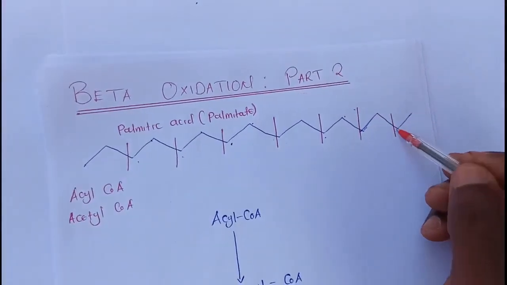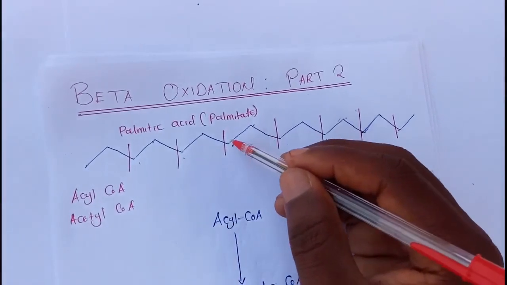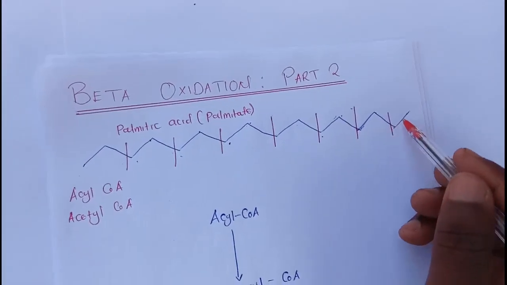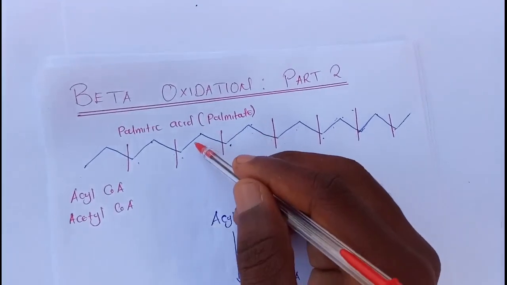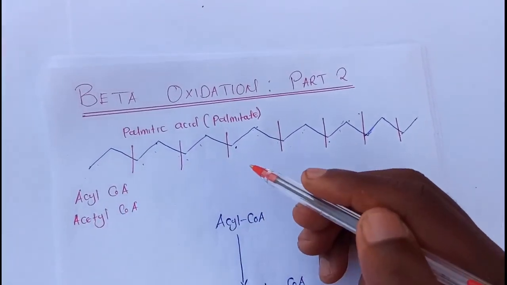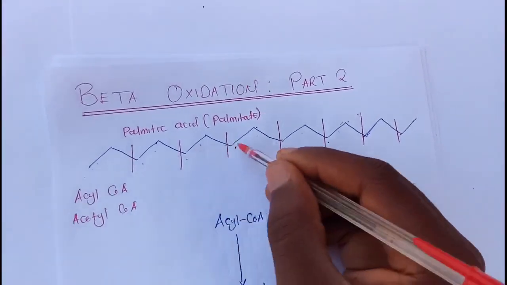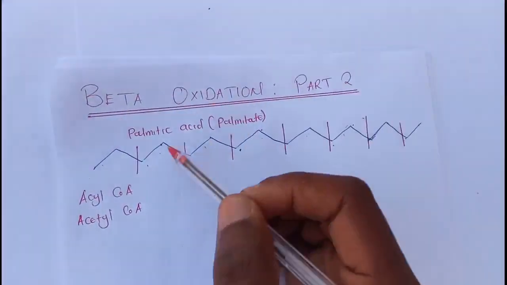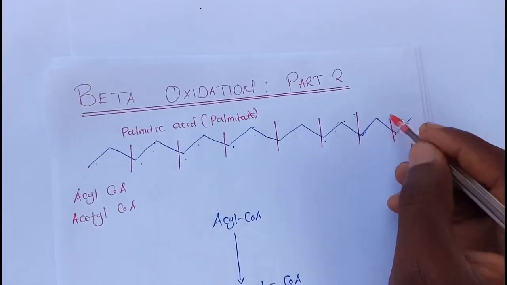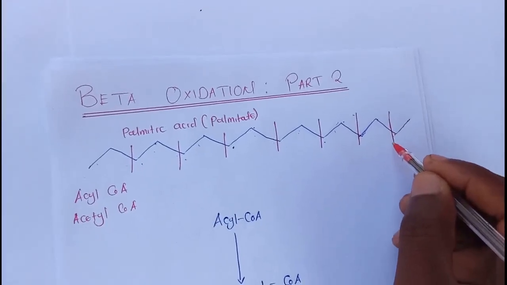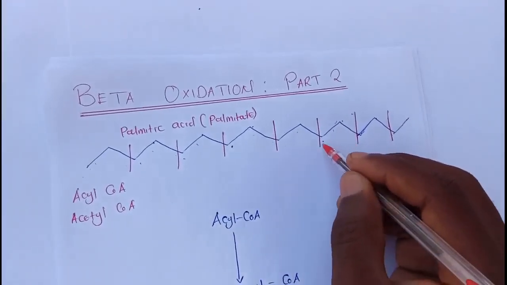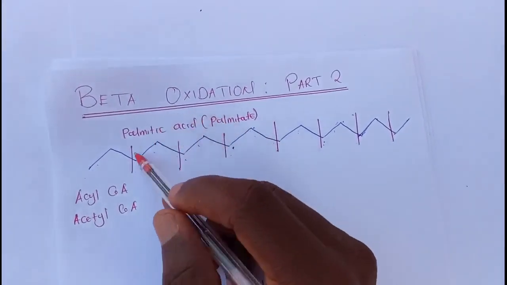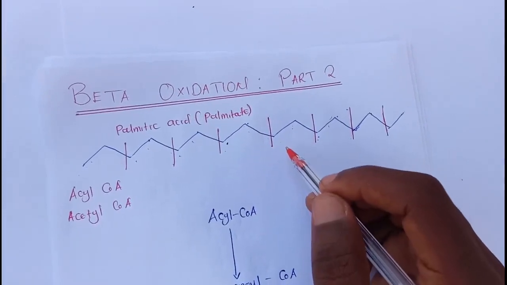So we'll be producing 1 2, 1 2, 1 2, and so on. How many acetyl CoAs have we produced? We have produced 1 2 3 4 5 6 7 8. We have produced 8 acetyl CoAs from a 16 carbon chain fatty acid. And how many cycles has this molecule undergone? We just count the number of times we have cleaved it. We have cleaved it 1 2 3 4 5 6 7, so 7 times. In short, this molecule has gone through the cycle 7 times.